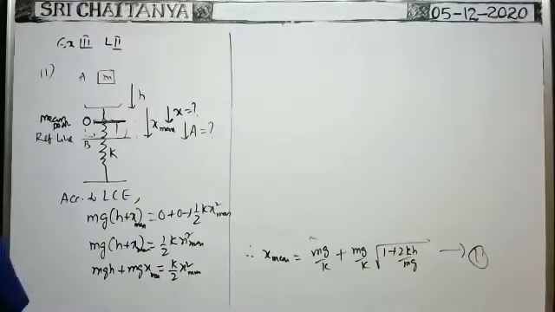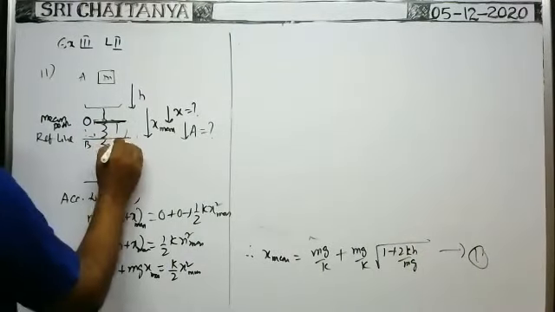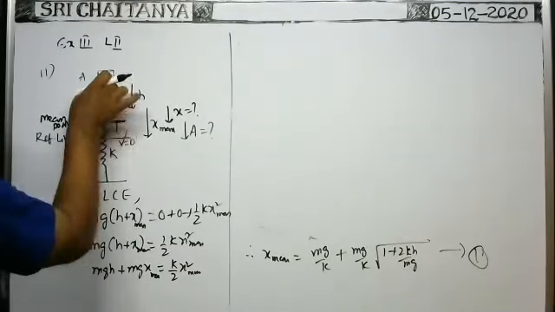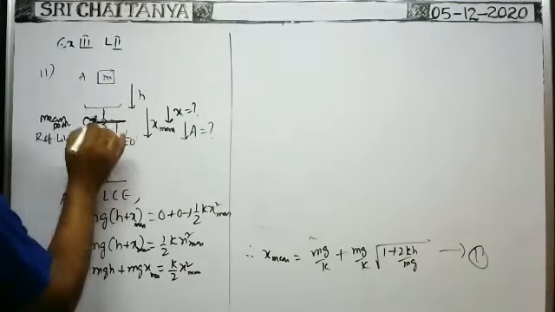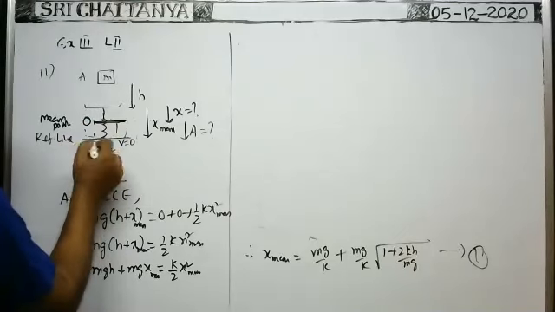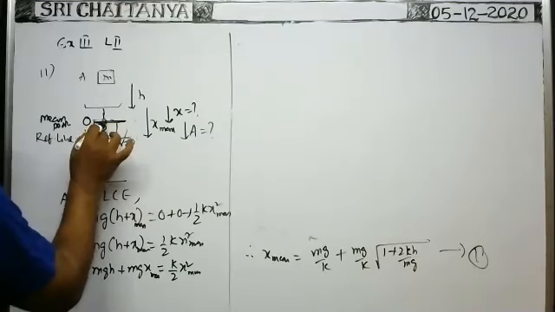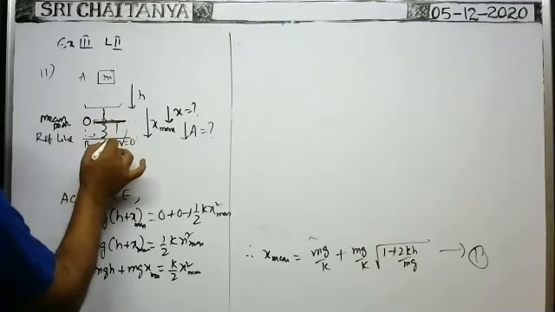Actually, it is the extreme position. This is the position where the velocity of the block becomes 0, because whenever maximum compression takes place, it reaches the lower extreme position. At extreme position, velocity is 0. It is the mean position. The distance between the mean position and the extreme position is the amplitude.